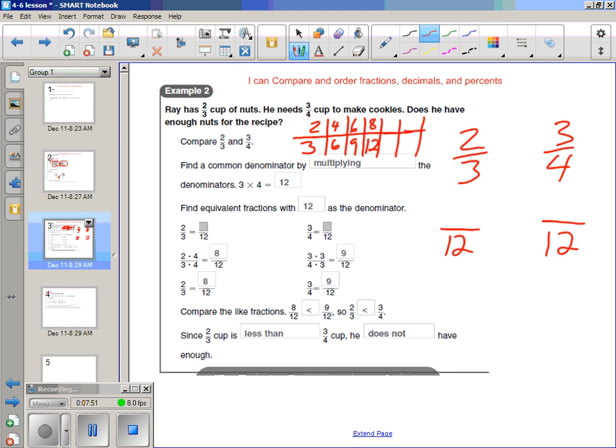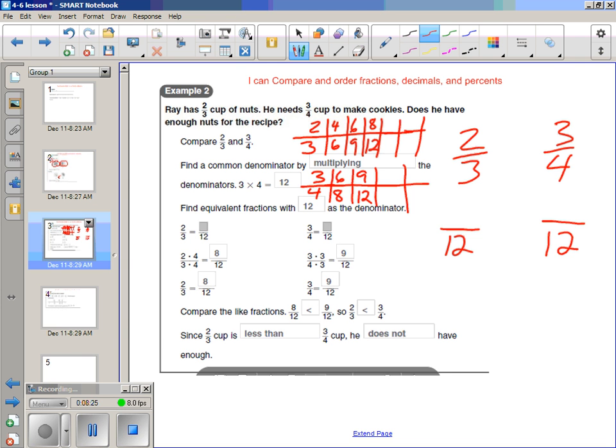Okay. And I could do that same thing for 3/4 and just continue and make my little chart and say, all right, I'm going to multiply the top and bottom by 2. 3 times 2 is 6. 4 times 2 is 8. Now I'm going to do 3. 3 times 3 is 9. 4 times 3 is 12. And look, now we have a common denominator in 12.